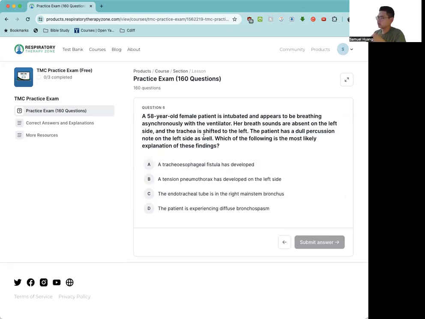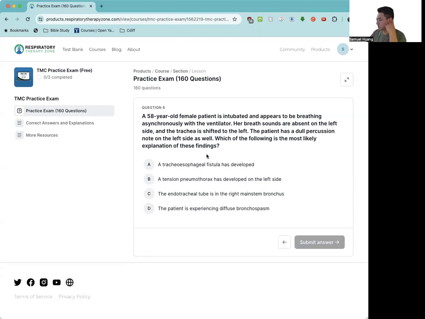Breathing asynchronously, breath sounds absent on the left side. All right, are we thinking another pneumothorax again? Are we thinking it's on the left, so maybe a right main stem bronchus intubation, with the trachea shifted to the left, so on the same side? Maybe it's a left-sided pneumothorax. Instead of tension, it's spontaneous, because spontaneous goes on the same side. Dull percussion on the left side, no. That gets rid of our pneumothorax hypothesis, because usually that's hyperresonant.